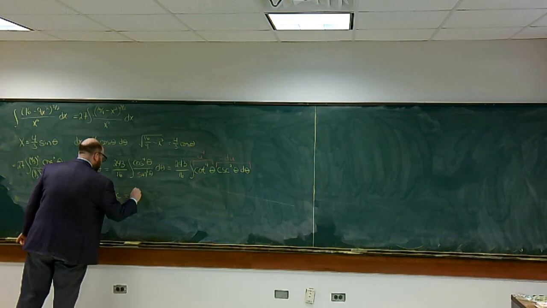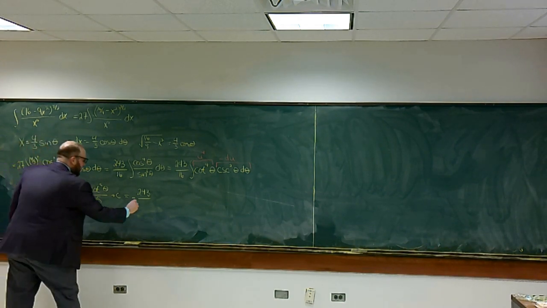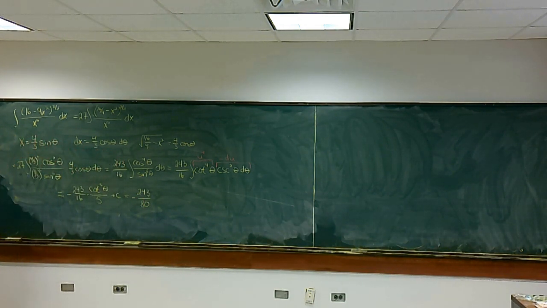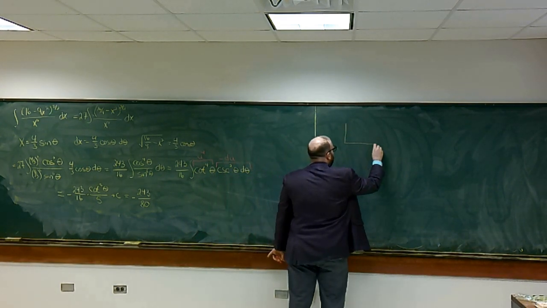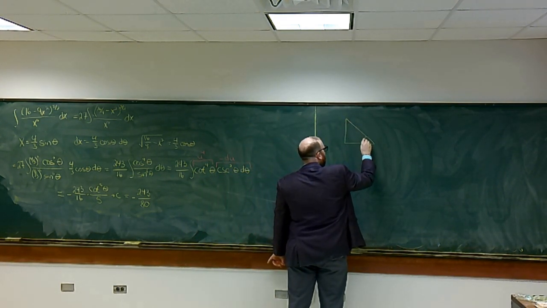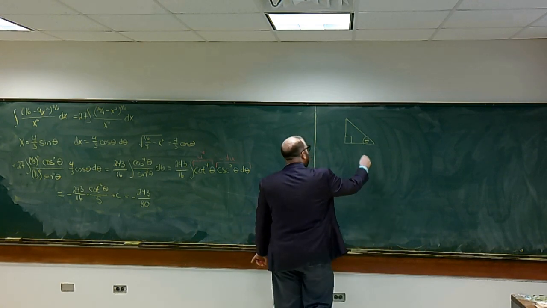16 times 5 is 80. And that won't simplify because 5 is a prime, and there's no 5s in the numerator. Cotangent to the fifth. We need to write that in terms of x. Let's see. x is 4/3 sine. So what is sine? Sine of theta is 3x over 4.